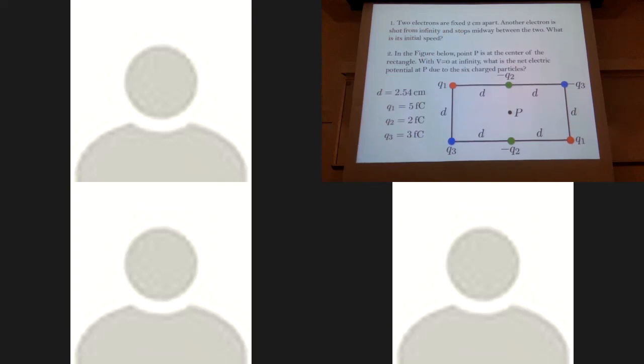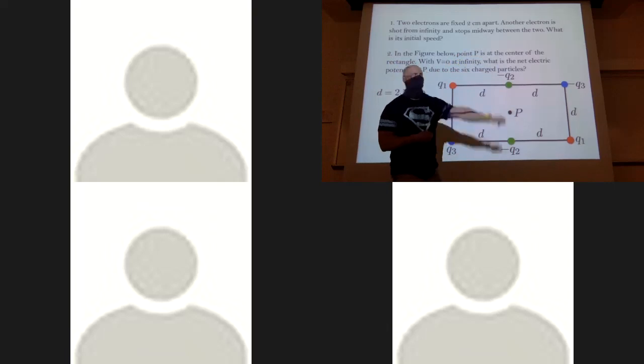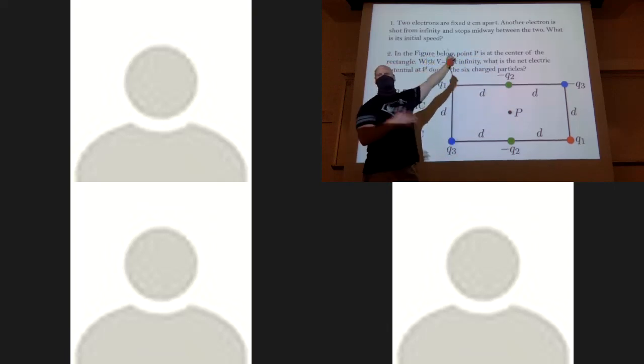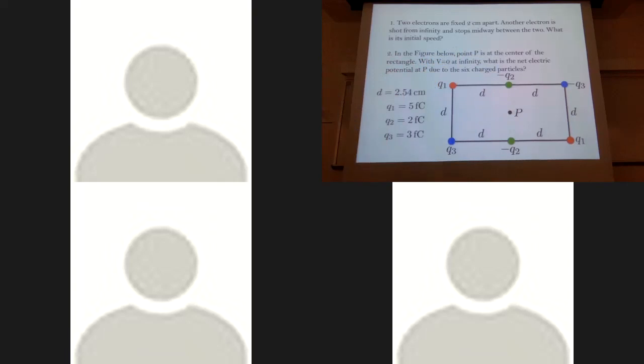The first one says that we have 2 electrons which are fixed 2 centimeters apart from each other. Another electron is shot in from spatial infinity and stops midway between the 2. So it wants to know what is the initial speed of that third electron, shot in from infinity to stop there between the 2 charges. This is conservation of energy. All you're using is conservation of energy, using the fact that the electron at infinity goes from 0 potential to a point that now has potential from 2 other electrons. That's basically it.